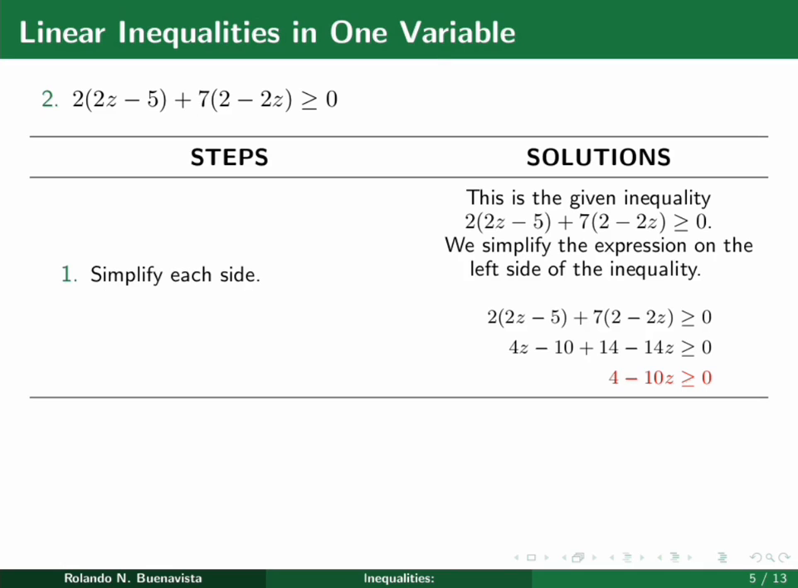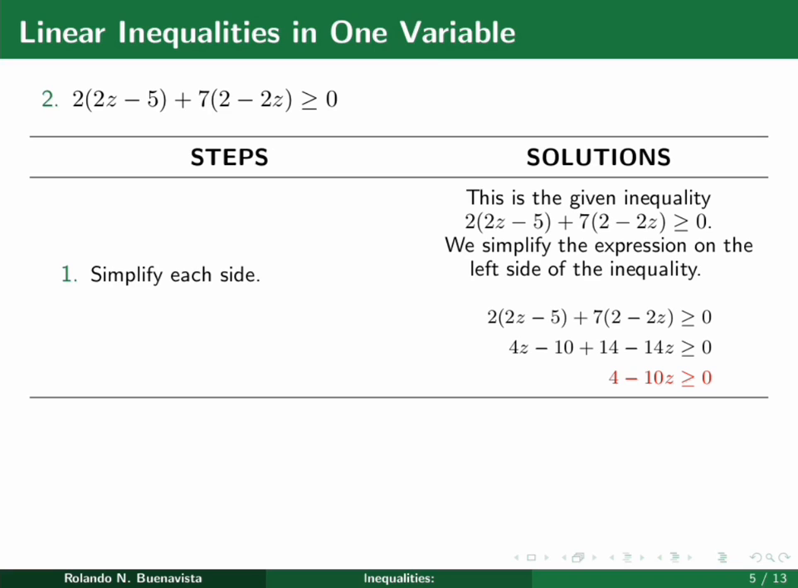Since the given inequality on the left side is not in simplified form, we can simplify it by applying the distributive property of multiplication over addition. So we have 2 times 2z, that is 4z, 2 times negative 5, that is negative 10, plus 7 times 2, that is positive 14, and 7 times negative 2z, that is negative 14z, and this is greater than or equal to 0. Combining like terms, we have 4z minus 14z, that is negative 10z, and negative 10 plus 14, that is positive 4, and this is greater than or equal to 0. So our given inequality is now equivalent to 4 minus 10z greater than or equal to 0.